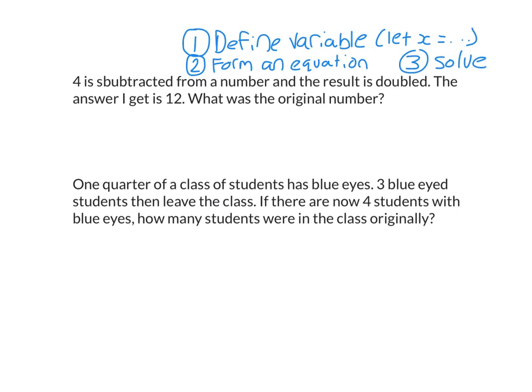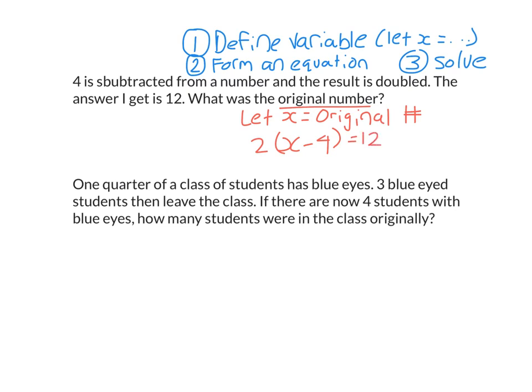So let's look at the first one. 4 is subtracted from a number, the result is doubled, the answer I get is 12. What was the original number? So we're trying to find the original number. So we let x be what we're trying to find. Let x equal the original number. So now what we're going to do is rewrite the information using only mathematical symbols. So 4 is subtracted from the original number, which is x. So 4 is subtracted from original number, and then we double our answer and get 12.